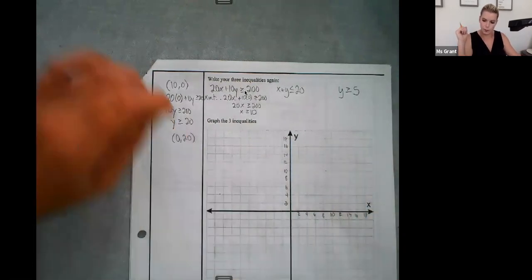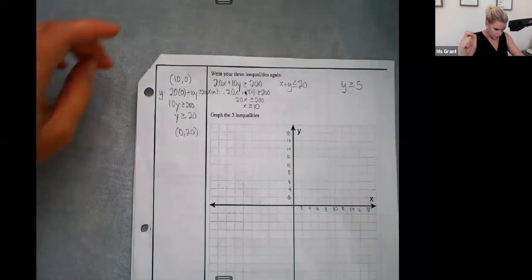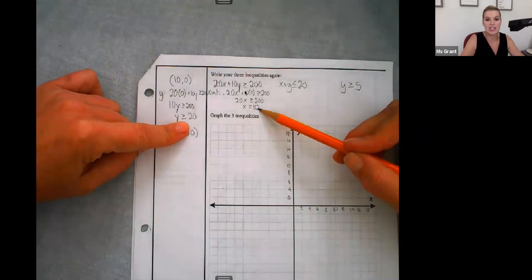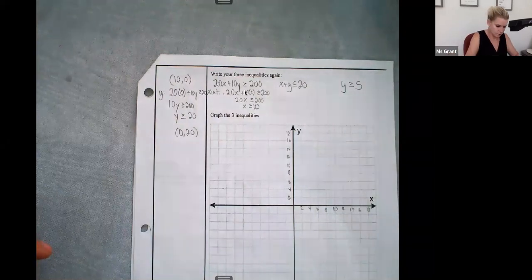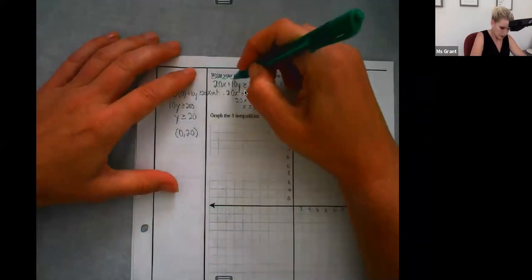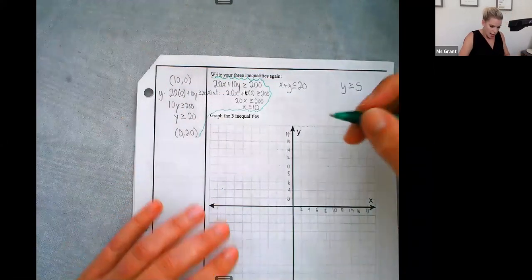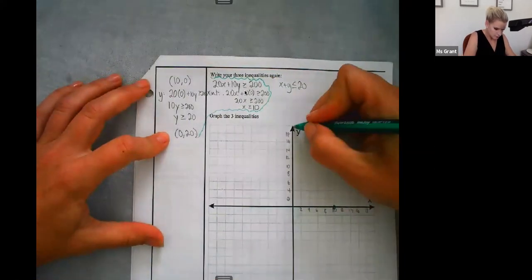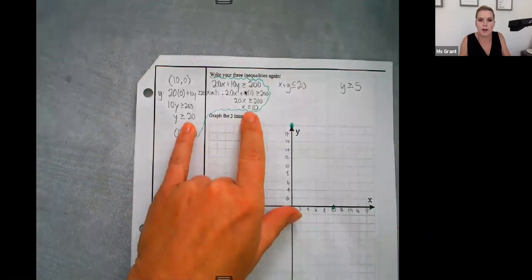Okay. Now, I had greater than 10 and greater than 20. That means that the shading is going to be greater than for this line. First, let's make the line green. X-intercept is 10. Y-intercept is 20. Is it solid or dotted? Look at greater than or equal to, greater than or equal to. Solid.